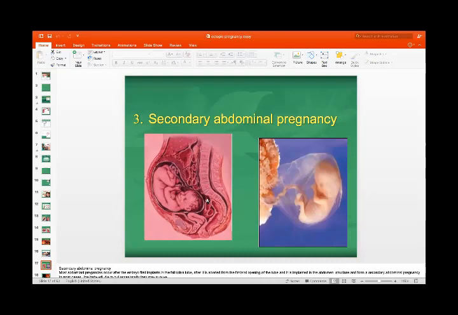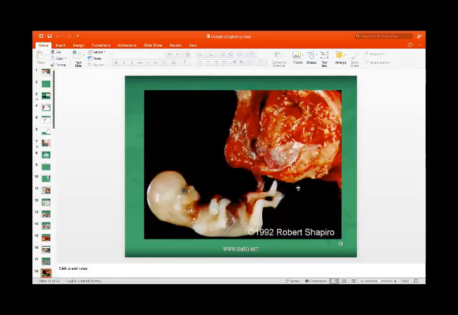You can see this placenta, and this is the conceptus. Secondary abdominal pregnancy. It is extruded, this is the uterus, expelled out of the fallopian tube into the abdominal cavity, and the baby starts growing into the abdominal cavity. Again, this is the fetus growing into the abdominal cavity, and the placenta gets attached either to the bowel or the posterior wall of the uterus.